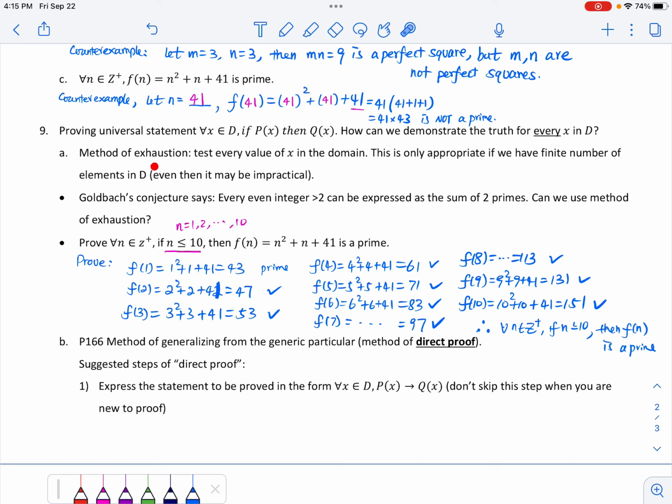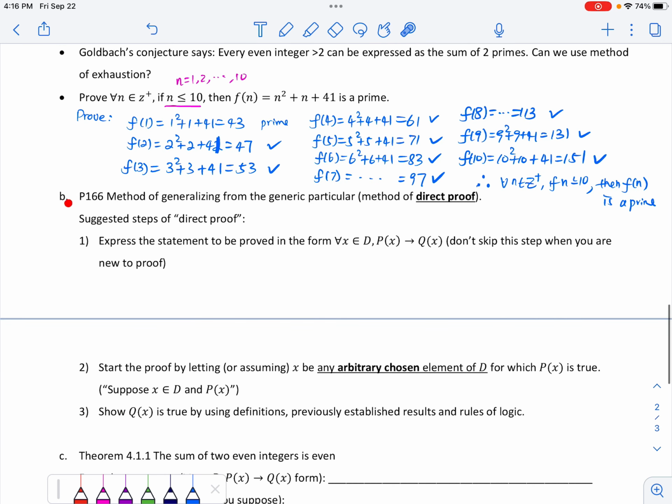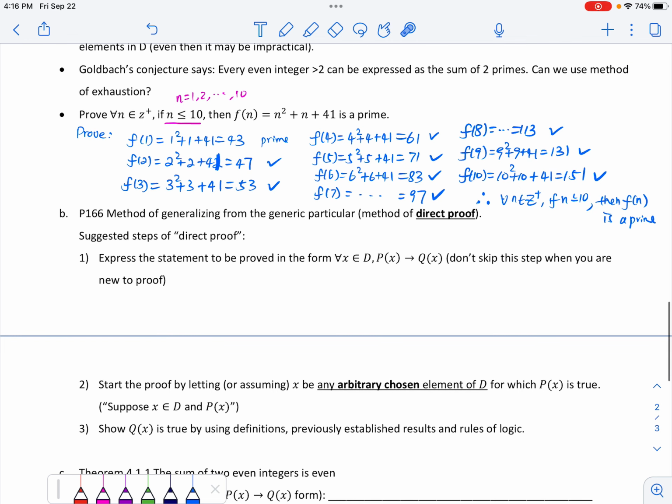It's good when you have a small domain, and then we can check one by one. Otherwise, the next method, which is the most important method, is called the method of generalizing from the generic particular. We just call it the method of direct proof. This is usually one of the most important methods, I would say. The other method is proof by contradiction, or proof by counterexample in the future. Those are the other two very powerful methods. Those are the three methods that we should focus on. Now we are going to take a look at this method in the next video.